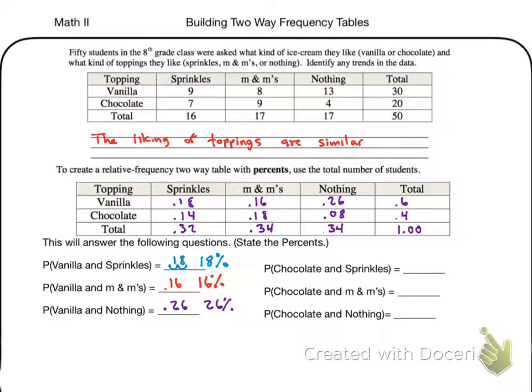We got chocolate and sprinkles. Chocolate and sprinkles is 0.14 or 14%. Chocolate and M&Ms is 0.18 or 18%. Chocolate and nothing looks like it's at 0.08 or 8%, right? This one's 1, 2, and you're just left with 8.